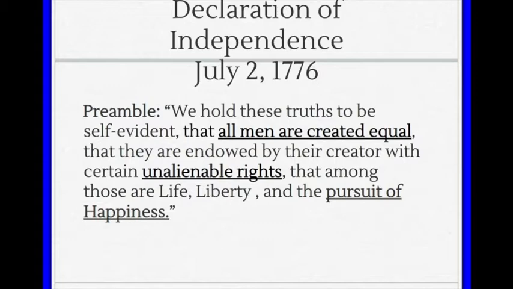The Declaration of Independence includes a preamble written by Thomas Jefferson and a list of grievances against King George II. Grievances about taxes, quartering of troops in the colonial homes, etc. So I want to focus on the preamble itself. The preamble states this: we hold these truths to be self-evident, that all men are created equal, that they are endowed by their Creator with certain unalienable rights, that among those are life, liberty, and the pursuit of happiness.